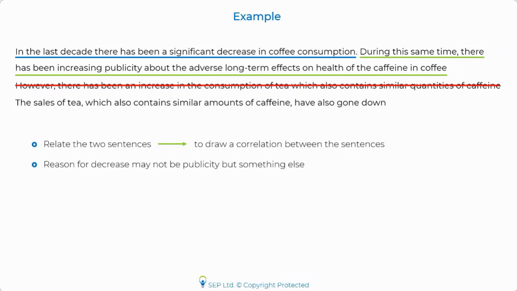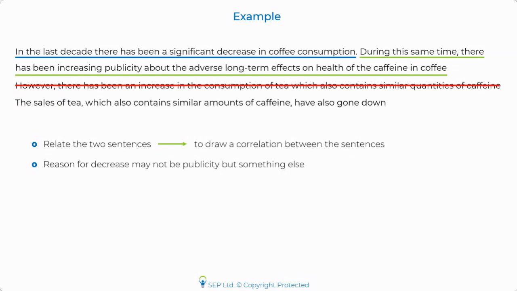So Shobit says publicity was about caffeine in coffee and not just caffeine. So Shobit, the second statement says it was about the adverse effects on health of the caffeine in coffee. All right, so caffeine definitely is unhealthy, the caffeine found in coffee. Now the third statement was telling you that the quantity of caffeine was similar, right? Therefore, perhaps the author was trying to suggest that you had a similar kind of beverage, but the consumption of that beverage did not go down. So had it only been the increased publicity, then that beverage would also have suffered.